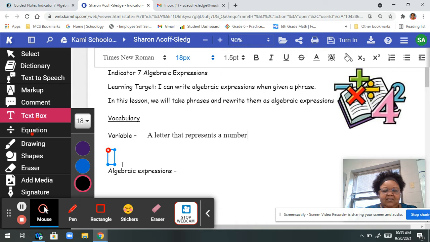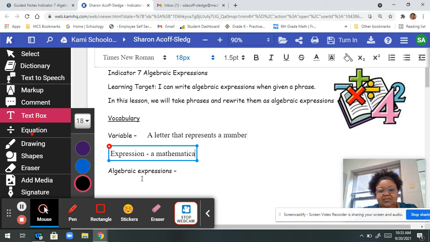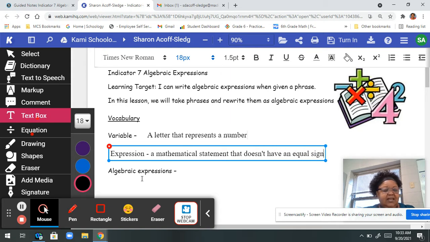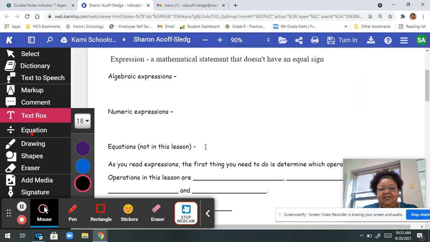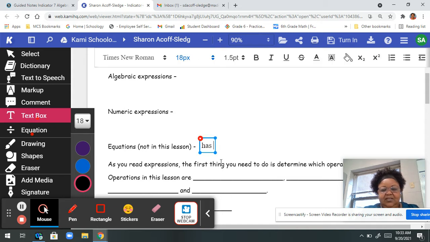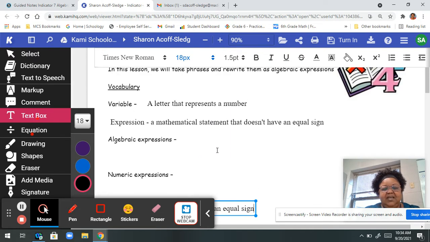Now I left this off of here, but let's add another definition called expression. An expression is a mathematical statement that doesn't have an equal sign. So if it doesn't have an equal sign, it's an expression. If it has an equal sign, that one's down here, that's an equation. So it's a mathematical sentence with an equal sign.